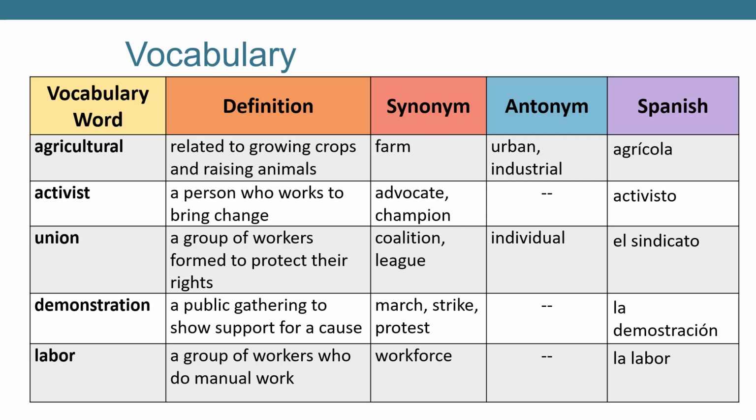Our next word is labor. Labor means a group of workers who do manual work. A synonym or word that means the same might be workforce. And again, we don't really have any antonyms for this one.